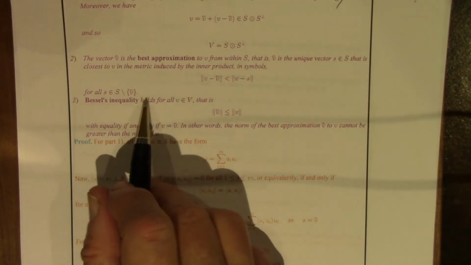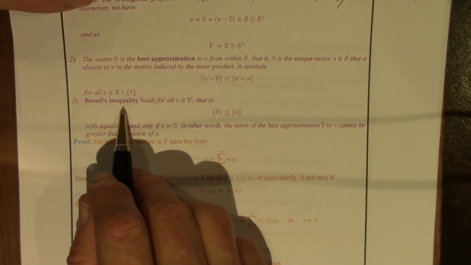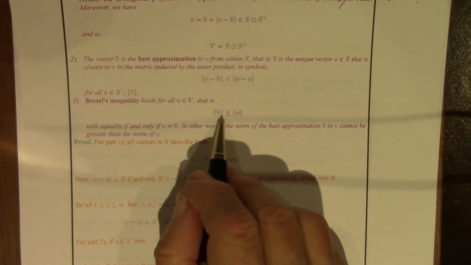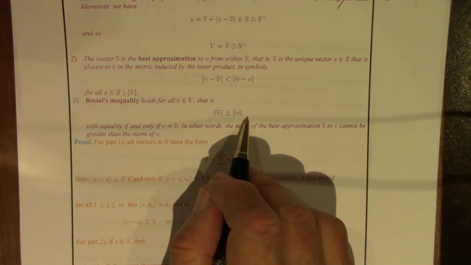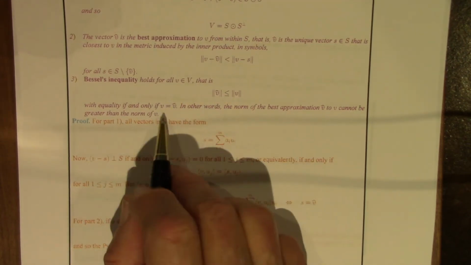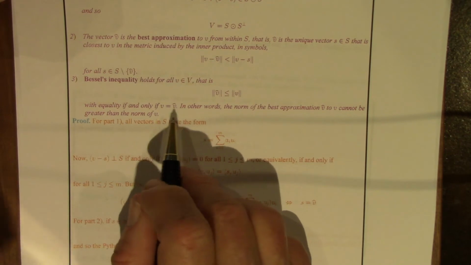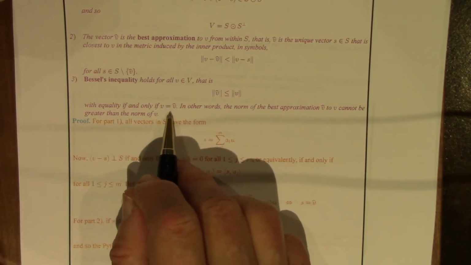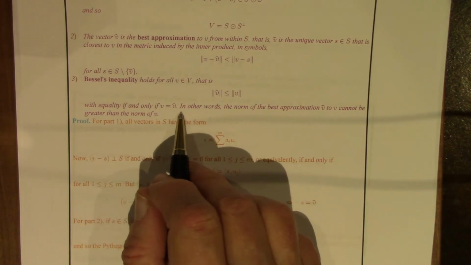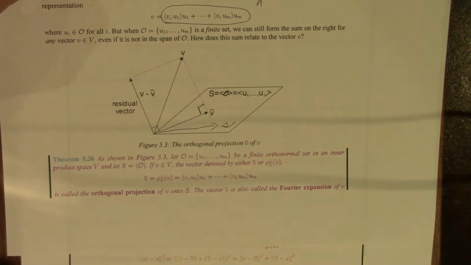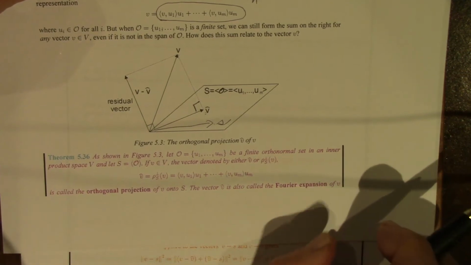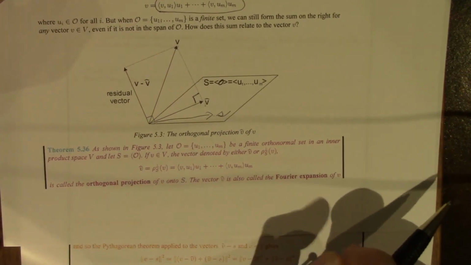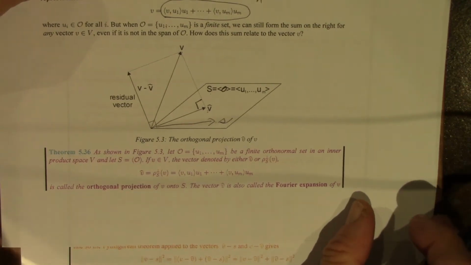There's a famous inequality associated with this called Bessel's Inequality, and that says that the norm of V hat must be less than or equal to the norm of V. They are equal if and only if V is equal to V hat, or put another way, if and only if V belongs to the subspace S. So by taking orthogonal projection, we cannot increase length. Other types of projections can increase the length of a vector. Orthogonal projections do not.